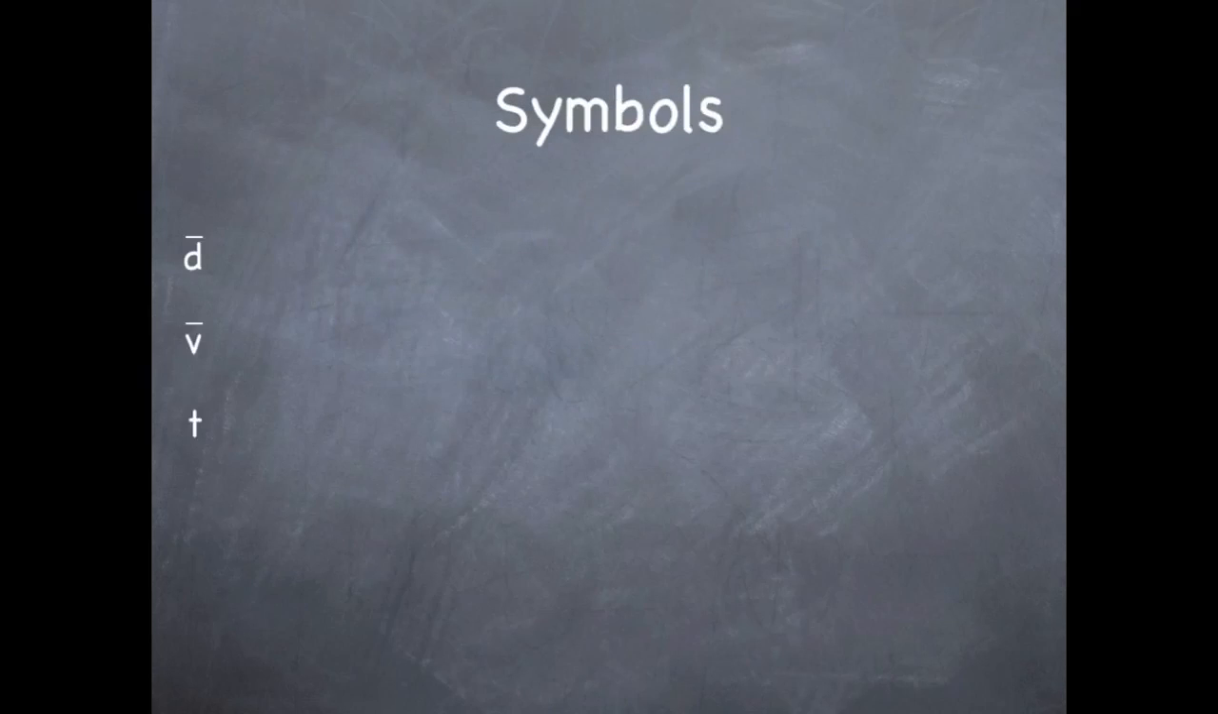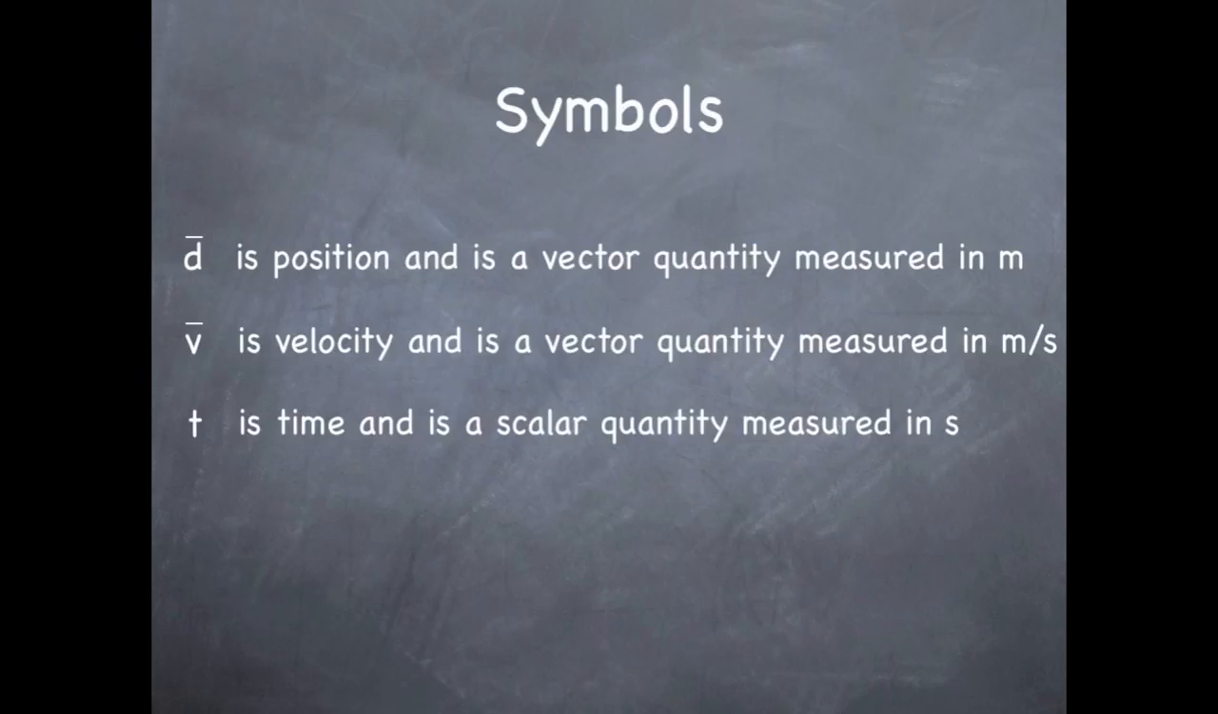Firstly, I will explain the three symbols that you need to know in order to move from a position time to a velocity time graph. There are two types of quantities, vector and scalar. A vector quantity is a quantity with both direction and magnitude. A scalar quantity, however, only has magnitude.